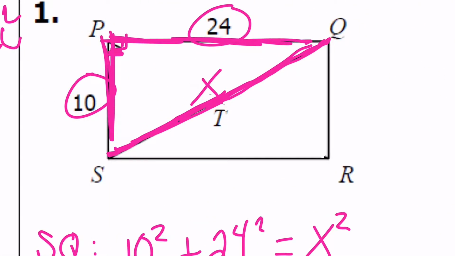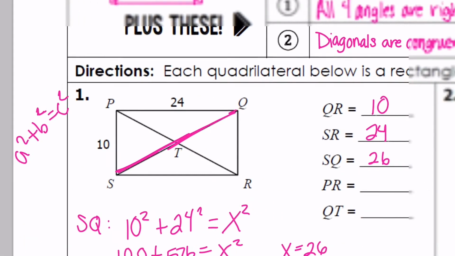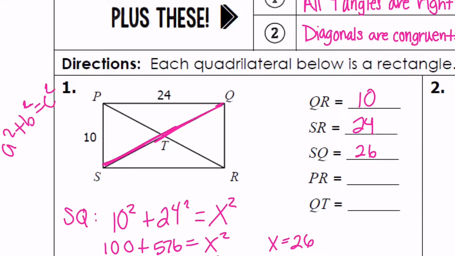Okay, now let's see if I can erase all my stuff here. Okay, since SQ, right here, was 26, I want to find PR now. Now remember, because of this new property number 2 up here that I learned about rectangles, the diagonals are congruent. Since SQ is a diagonal and it's 26, that means PR, that's the other diagonal, is also 26 because they're congruent.